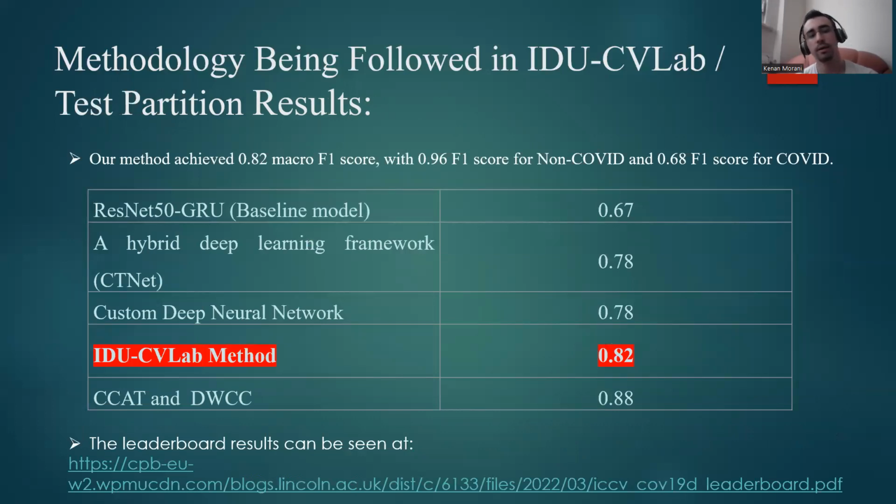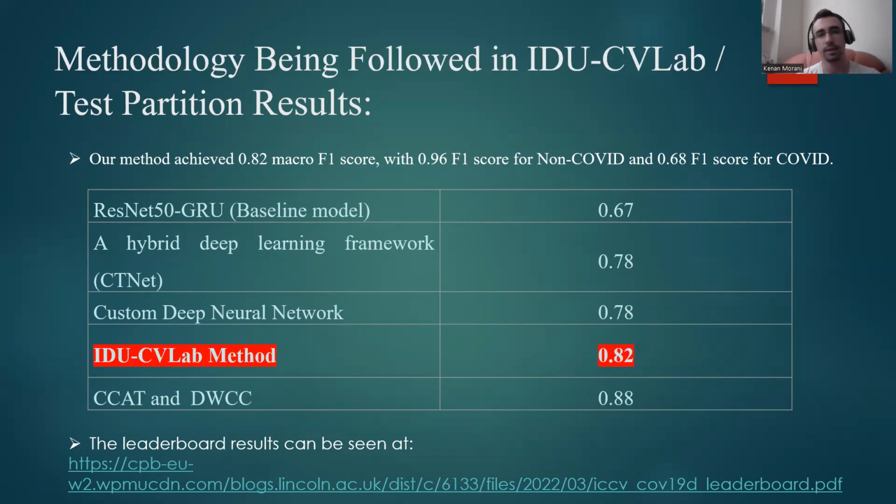All right, so here we get to the test partition results. Our method, or the methodology presented here, achieved a 0.82 macro F1 score. The macro F1 score for non-COVID was 0.96. The macro F1 score for the COVID cases was 0.68.